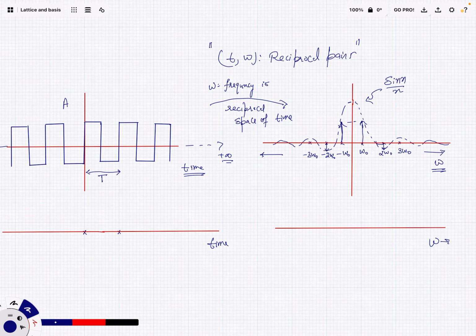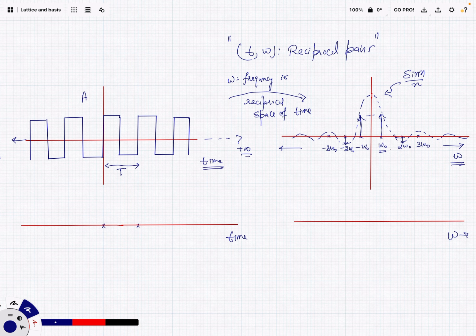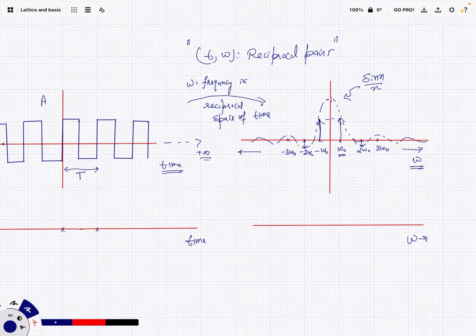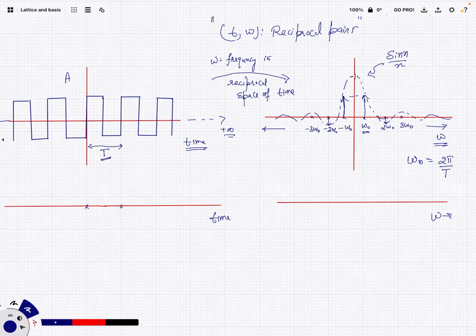So if somebody asks, how do you know what is omega? You say, sir, we have done the Fourier analysis and we know that omega naught is 2 pi by T. T is the time period of the signal, right? You see, this is the time period, and you put this, right? And what are the various components?